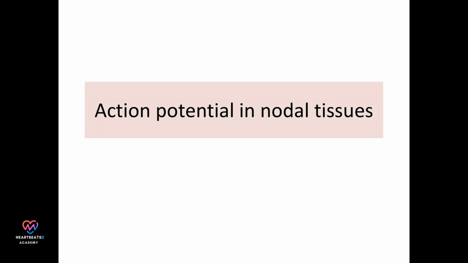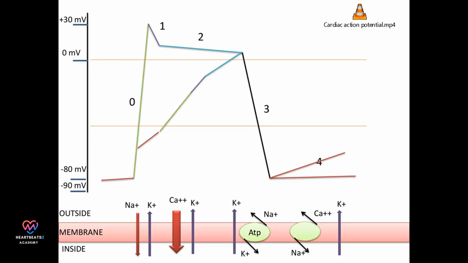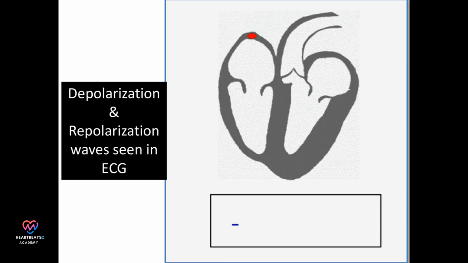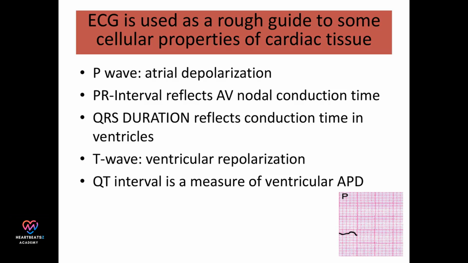This slide covers the action potential in nodal tissues, comparing fast and slow channel action potentials and common electrophysiological terms. Here, we see a graph explaining the refractory period, highlighting the absolute and relative refractory periods. This diagram shows the depolarization and repolarization waves as seen in an ECG, essential for diagnosing arrhythmias.